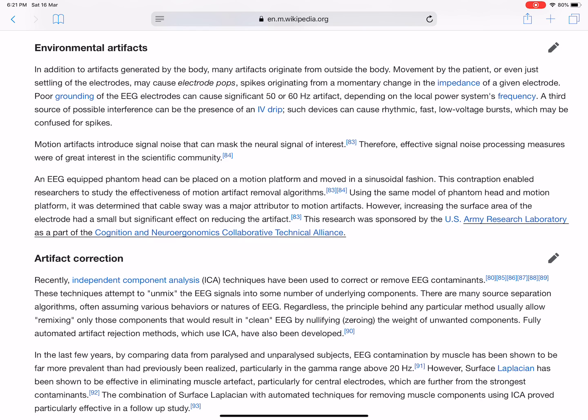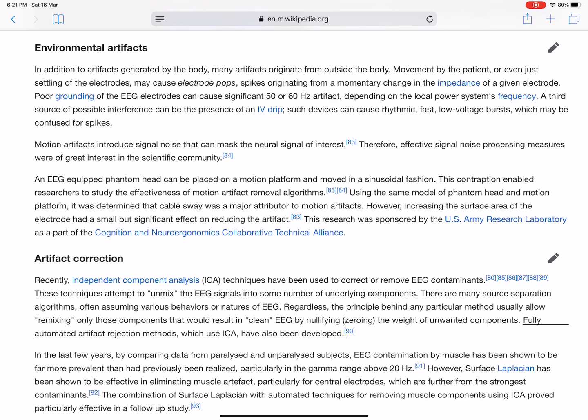Artifact correction. Recently, independent component analysis (ICA) techniques have been used to correct or remove EEG contaminants. These techniques attempt to unmix the EEG signals into some number of underlying components. There are many source separation algorithms, often assuming various behaviors or natures of EEG. Regardless, the principle behind any particular method usually allows remixing only those components that would result in clean EEG by nullifying, zeroing the weight of unwanted components. Fully automated artifact rejection methods, which use ICA, have also been developed.